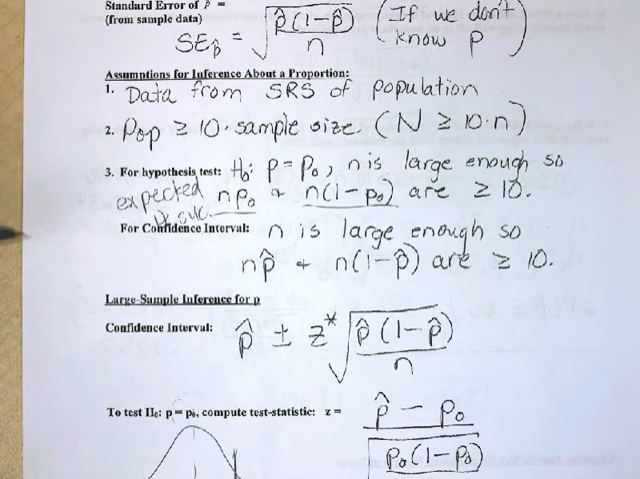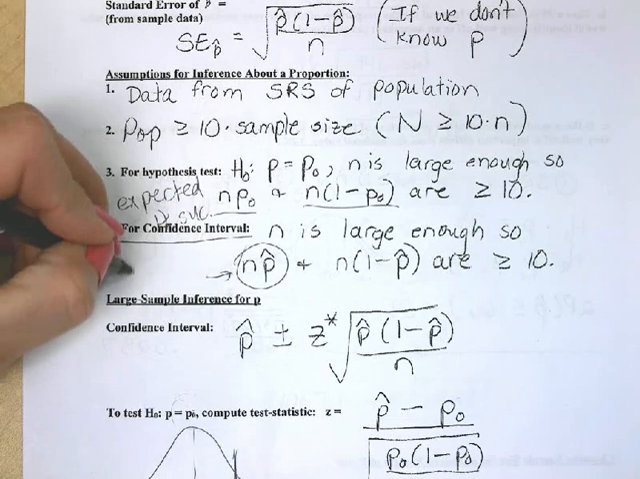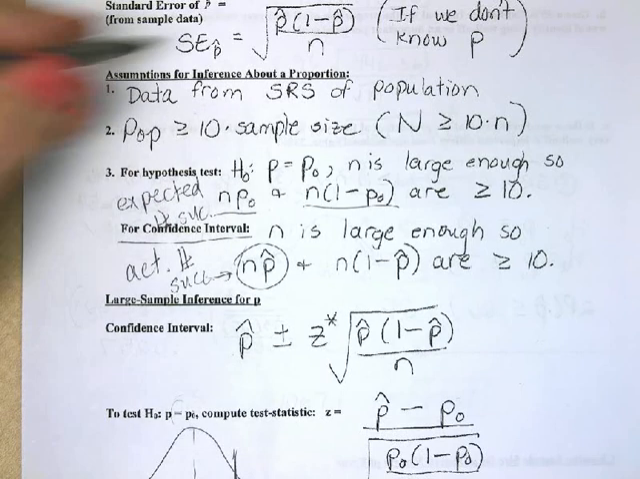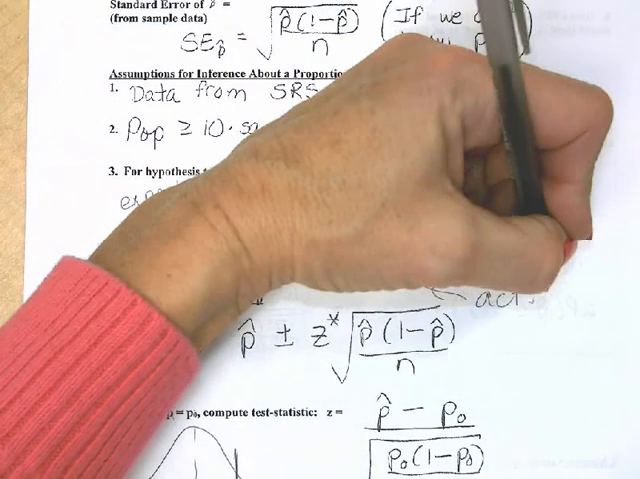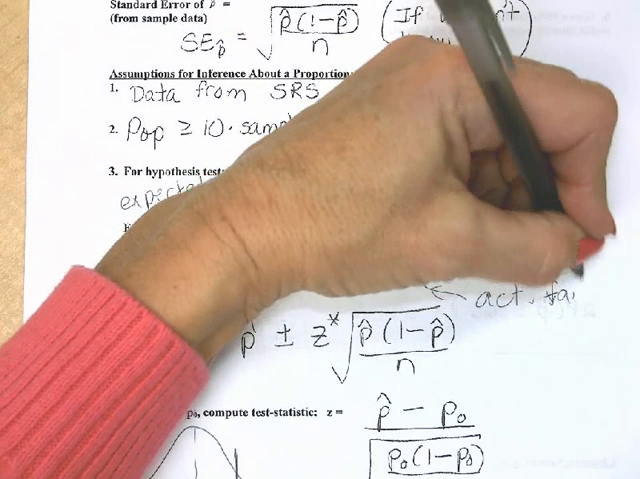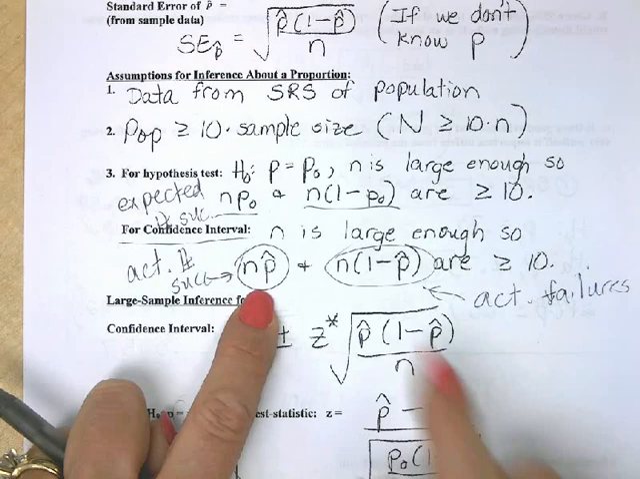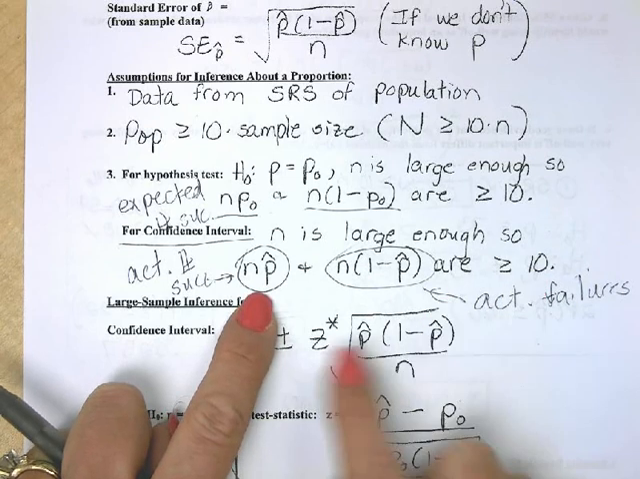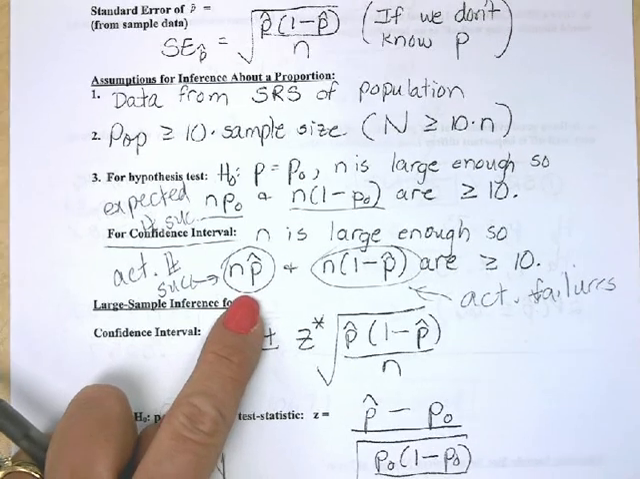Now, for a confidence interval, we actually want the actual number of successes from our sample and the actual number of failures. These are actual values. We want the actual number of successes that you obtained from your sample and the actual number of failures you obtained from your sample to be at least 10. Because when we're calculating a confidence interval, we're not necessarily assuming that there's any type of null or alternative hypothesis. We're just trying to find an interval estimate for our p-value.